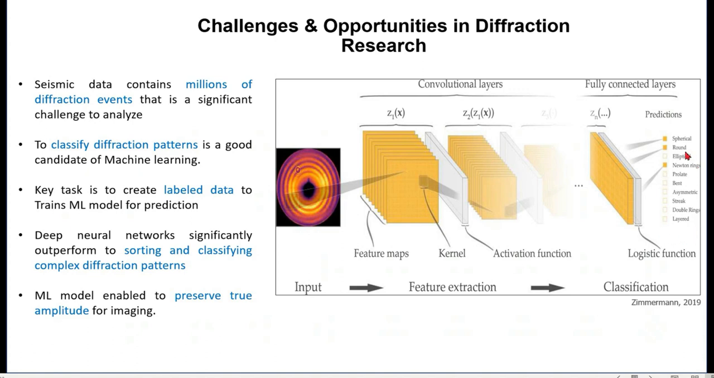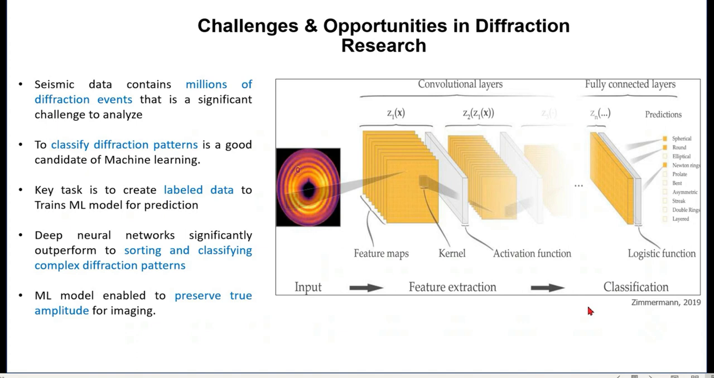So let's say here we have given spherical diffraction, rounded, or Newton rings. These are the types of diffracted events we have given. Once it is matched with this one, it will nominate, okay, in this part we have this type of diffraction or this type of data. So that is called the classification.